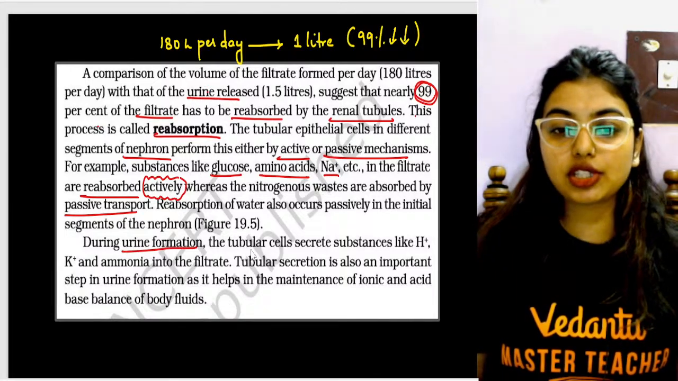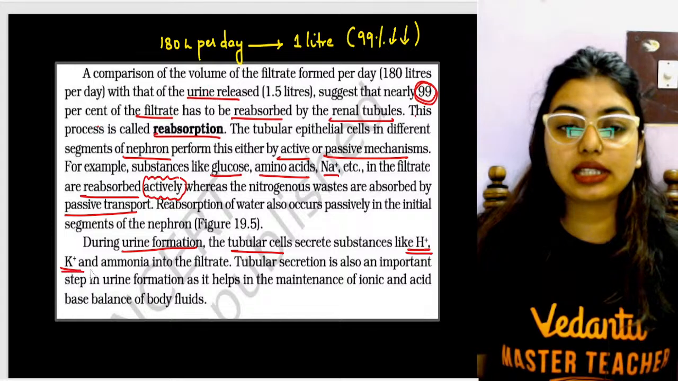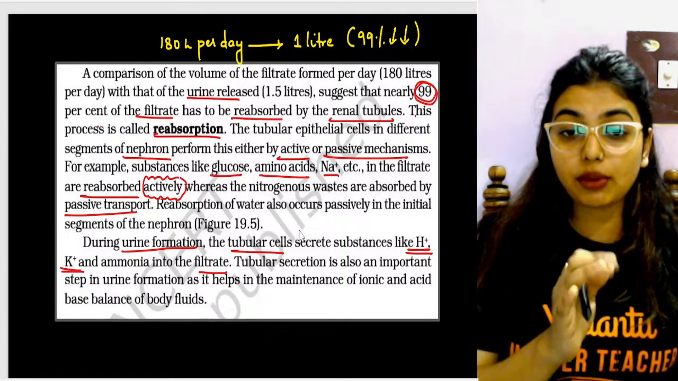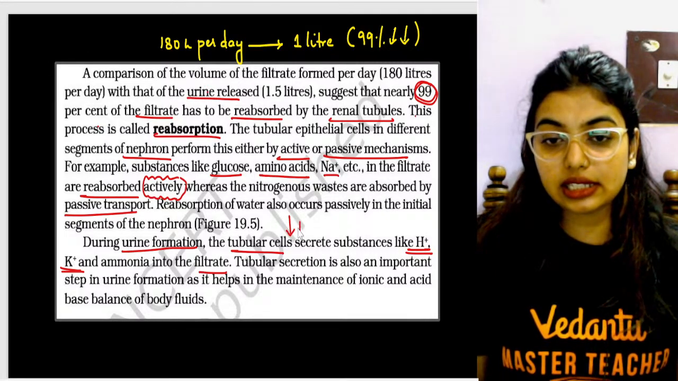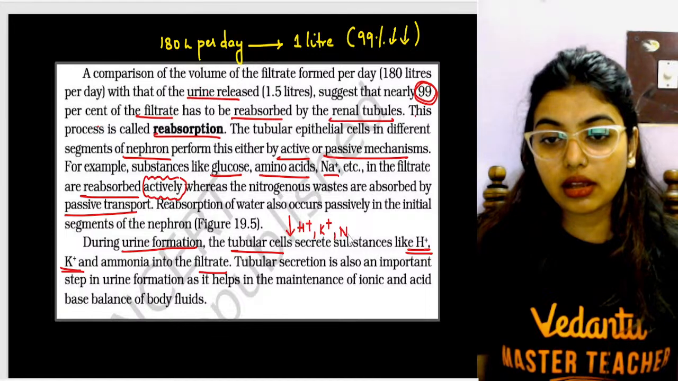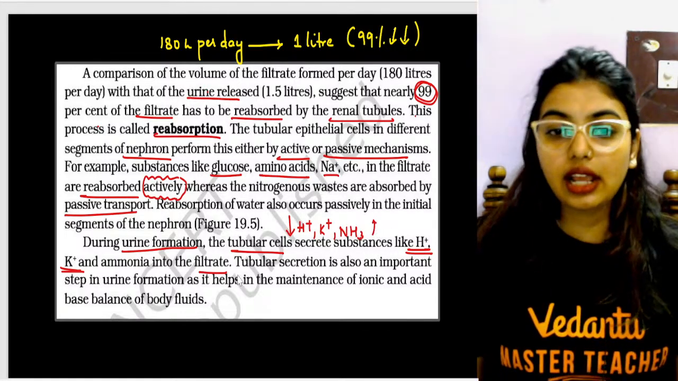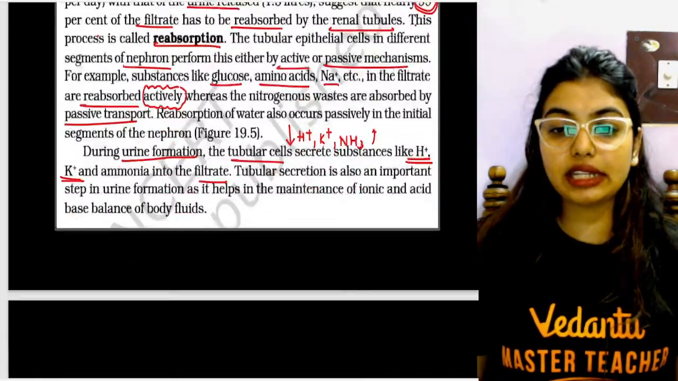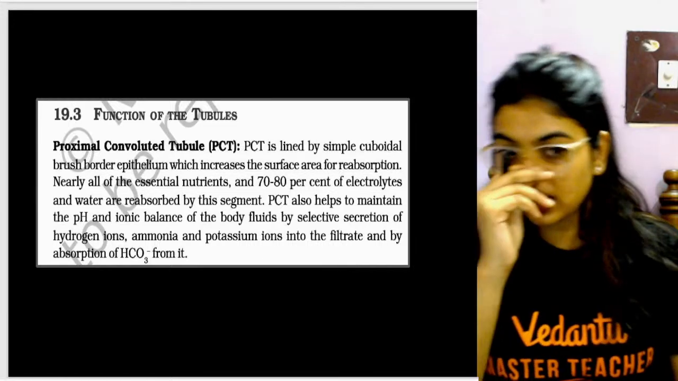During urine formation, the tubular cells secrete substances like H+, K+, and ammonia into the filtrate. Now, tubular secretion is also an important step in urine formation, helps to maintain the ionic and acid-base balance. Now, very important functions of tubules.